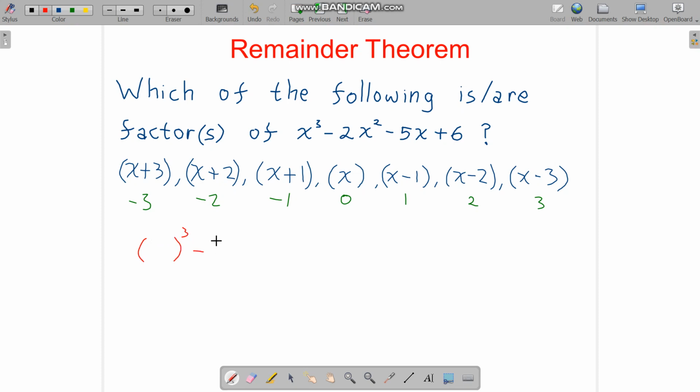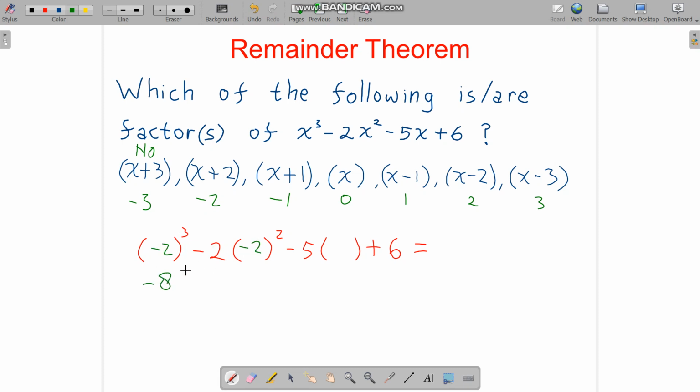X cubed minus 2x squared minus 5x plus 6. You can just use a calculator to check quickly. You can start with minus 3, plug in minus 3. And here, let's see, can we get 0? Minus 27, 9, minus 18, minus, okay, obviously not 0. So it's not a factor. So no. What about minus 2?